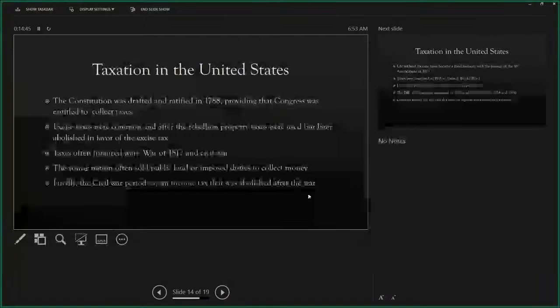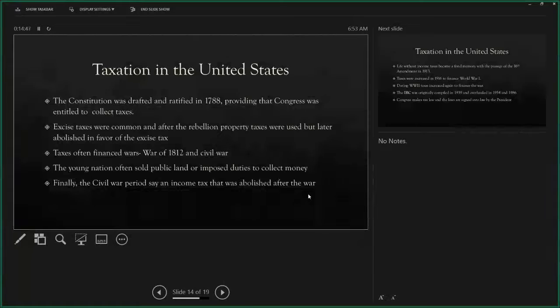Okay, a little bit about taxation in the United States. The Constitution was drafted and ratified in 1788, providing that Congress was entitled to collect taxes. Excise taxes were common, and after the rebellion that we talked about earlier with the whiskey, property taxes were used, but later they were abolished in favor of excise taxes once again.